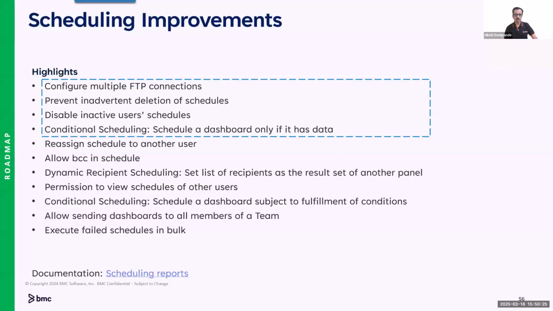But I wanted to show you some roadmap items, especially scheduling improvements. We've done several improvements in the past few releases, and all those in that dotted blue box have already been delivered. But let me talk about some items that are upcoming. So reassigning schedules to another user is about a user who has created schedules but is no longer an active employee of your company. So they'll be an inactive user, but they've got schedules. So we'll allow your admin to reassign those schedules to another active user.